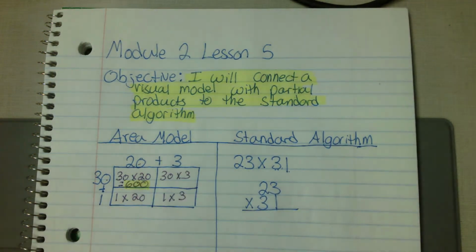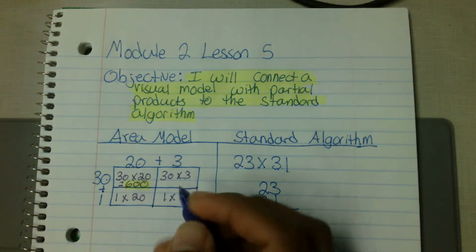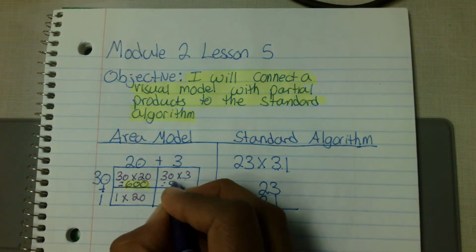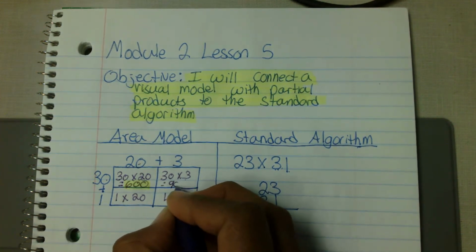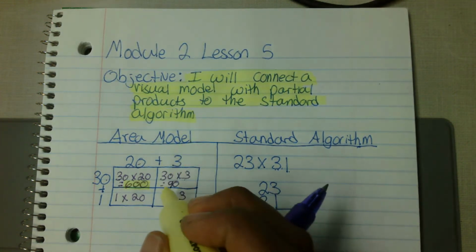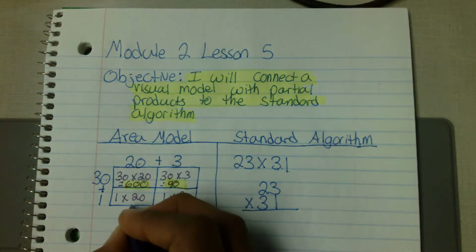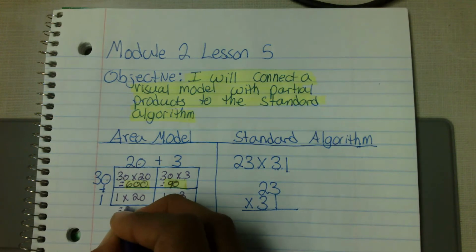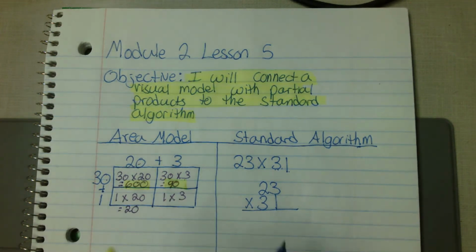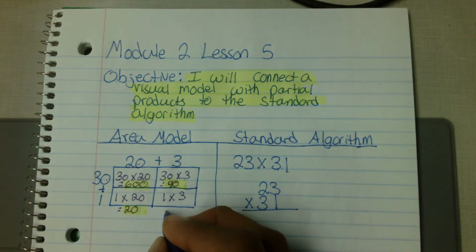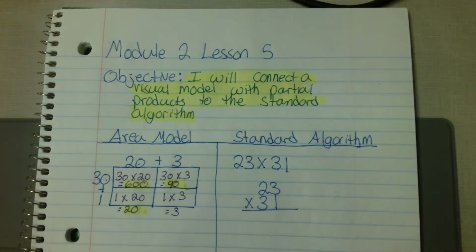Next time I'll make my box a little bigger. Here, 3 times 3 is 9. And just add my 1 zero. So my answer is 90. So these are our partial products that we're adding together right now. 1 times 20, I'm going to put it below, is 20. And 1 times 3 is 3.